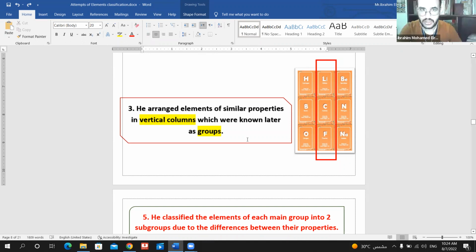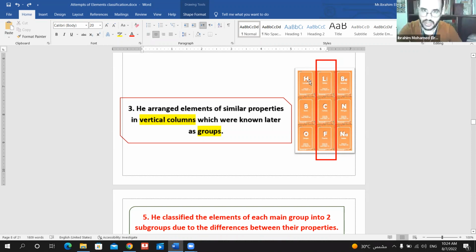Okay, the third step: when he was writing the properties of these elements, he noticed that some elements are similar and have the same properties. So he arranged the elements that have similar properties in vertical columns like this. Lithium and carbon and fluorine have the same properties, so he arranged them in vertical columns, and these vertical columns were known later as groups. So this is group one, group two, group three.